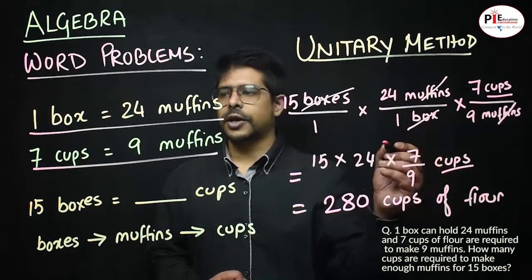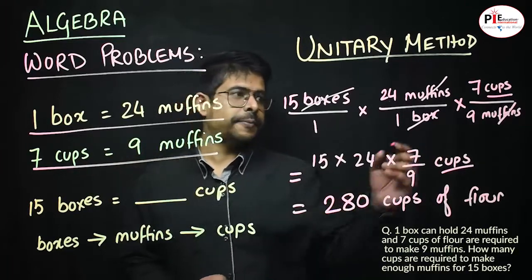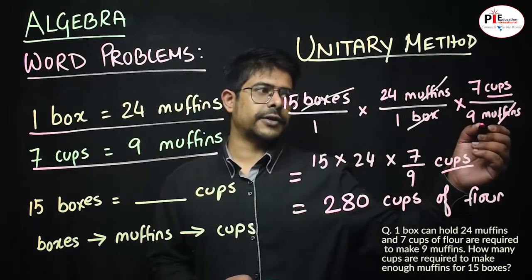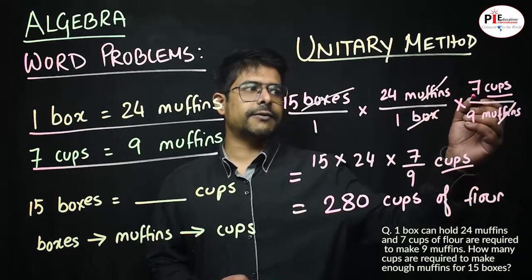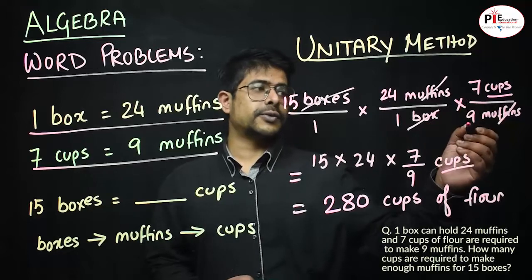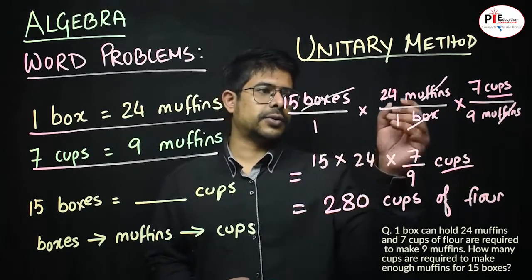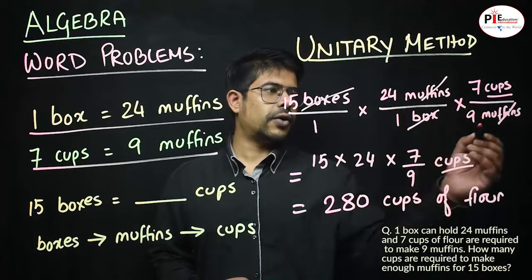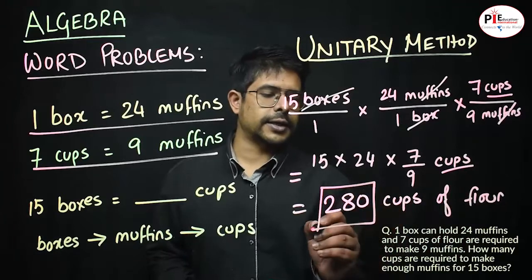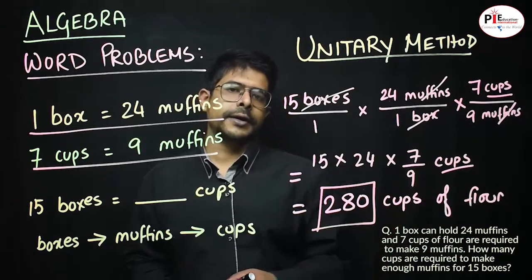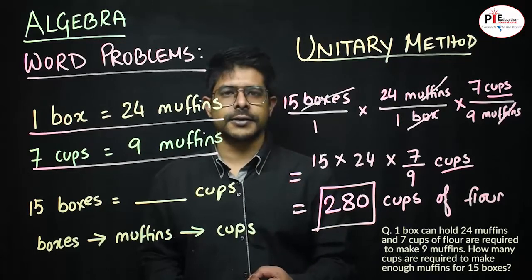So what was the conversion of cups to muffins? 7 cups equal 9 muffins. So we are going to put muffins at the bottom so that we can cancel out the muffins unit, and we have 7 cups at the top. So we will be left with only cups. Now we have 15 times 24 times 7 over 9 cups. The answer is 280 cups of flour is required to fill in 15 boxes of muffins.